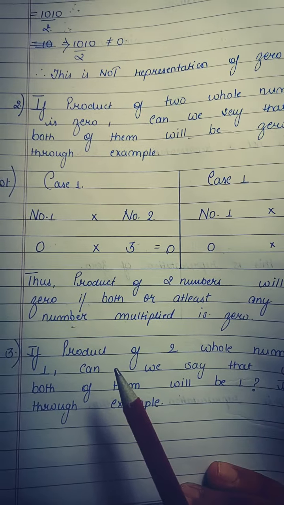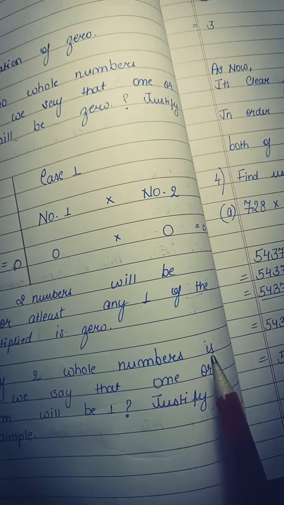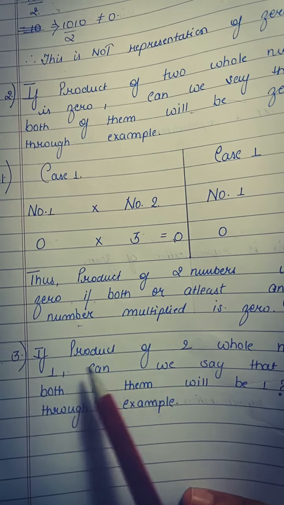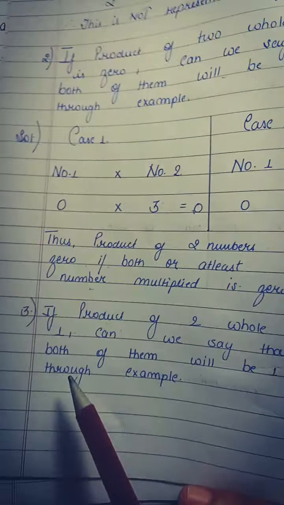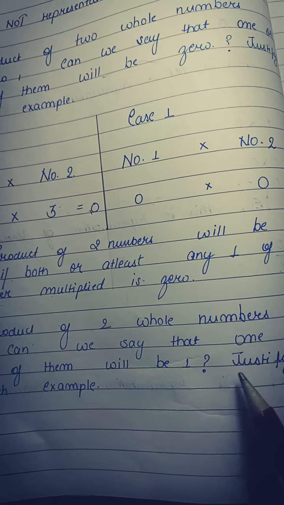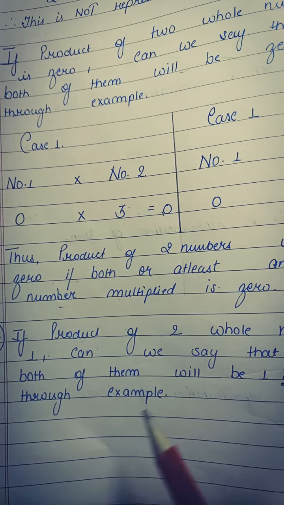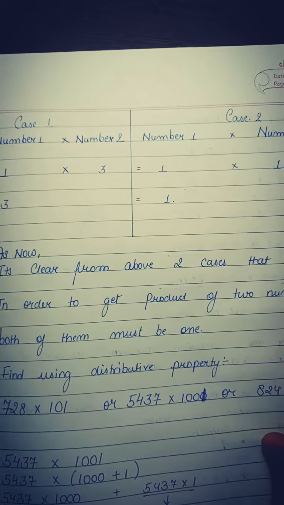In question number 3, if the product of two whole numbers is 1, can we say that one or both of them will be equal to 1? Justify your answer through an example. Again, we'll take two examples as two cases.